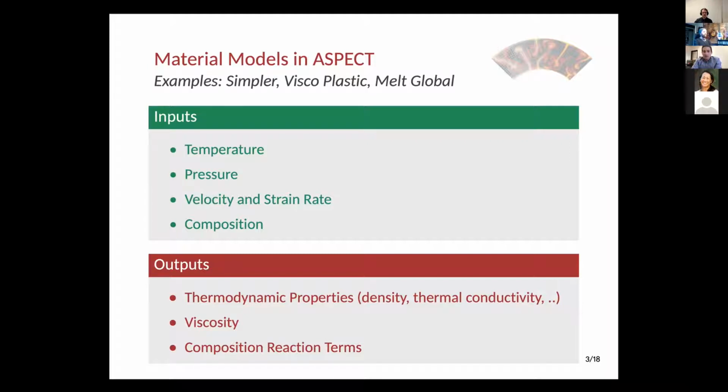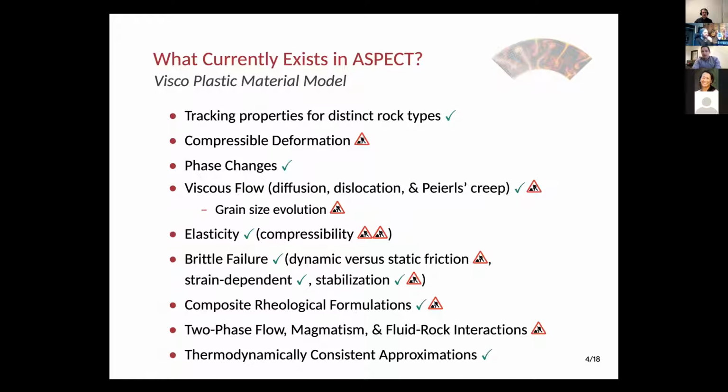Composition and reaction terms could be used to modify the lithologies you're tracking, or could also be used to modify things like elastic stresses or finite strain accumulation. All that's handled through the composition reaction terms. So that's what goes into the material models, the inputs, and those are the primary outputs. Now, if we think about this idea of simulating tectonic deformation and what currently exists in Aspect.